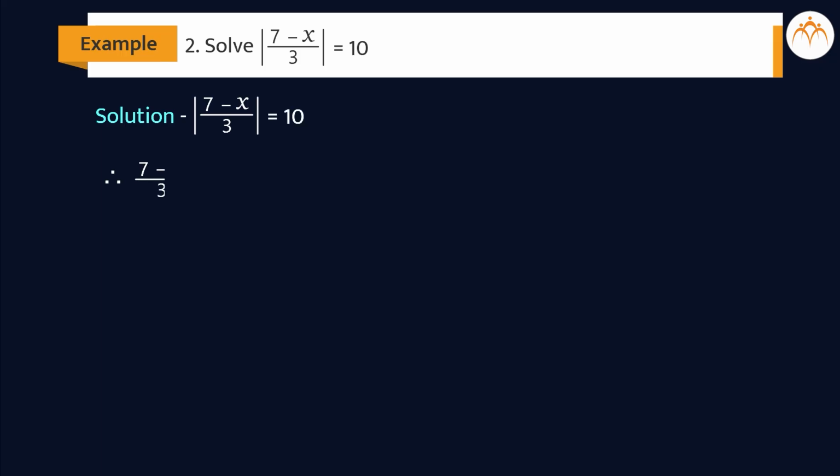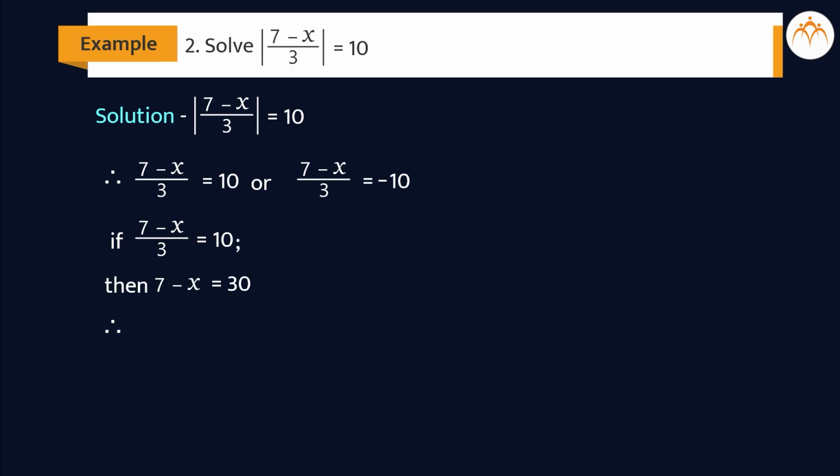Now, (7 minus x) upon 3 is equal to 10, or (7 minus x) upon 3 is equal to minus 10. Now let's consider the first value, that is, if (7 minus x) upon 3 is equal to 10, then 7 minus x is equal to 30. Therefore, minus x is equal to 30 minus 7. Therefore, minus x is equal to 23. Therefore, x is equal to minus 23.